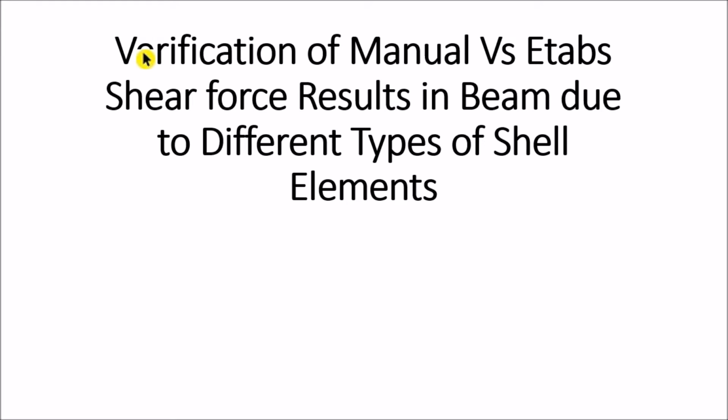Today I am coming with our new topic, which is verification of manual versus ETABS shear force results in beam due to different types of shell element. That is, if we model a slab for a structure in ETABS, then most engineers and structural engineers get confused whether we have to choose shell element, membrane element, or thick shell or thin shell, right? In order to remove this confusion, I am preparing this tutorial.